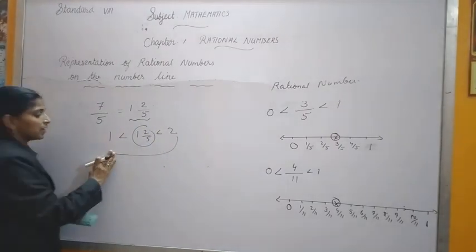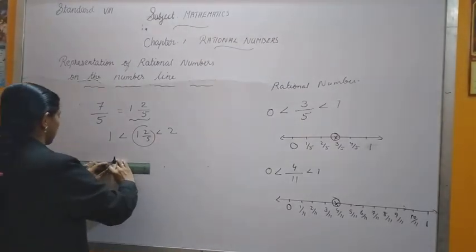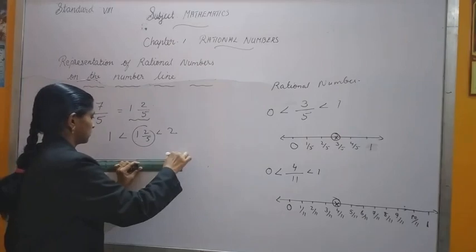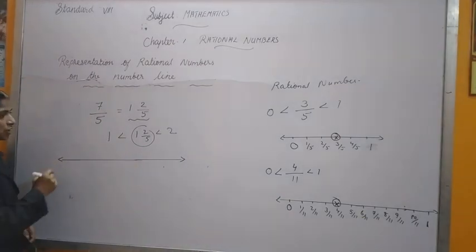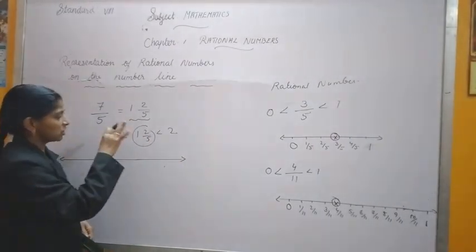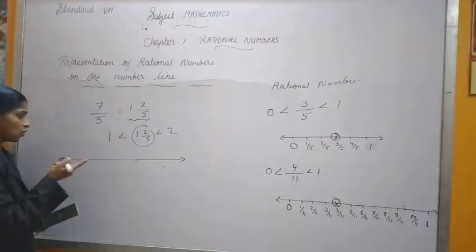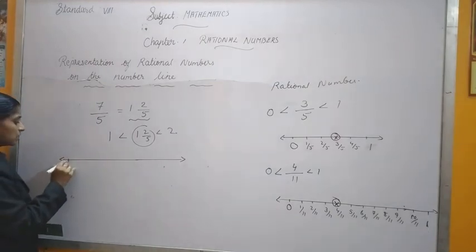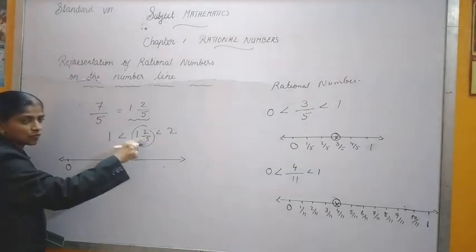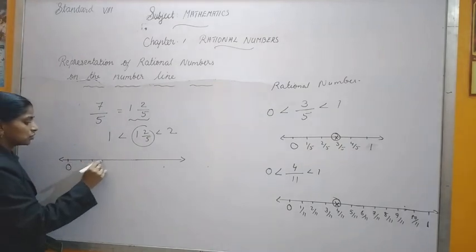Is it understood now? Then how to represent this on the number line? For this, we will draw a line. If the numerator is a big number, then you can start from 1, or otherwise you can start from 0 also. This I will show you from 0. Here we mark 0 on the left side, and look at the denominator. Denominator is 5, so divide the unit length into 5 equal parts. 1, 2, 3, 4, 5.